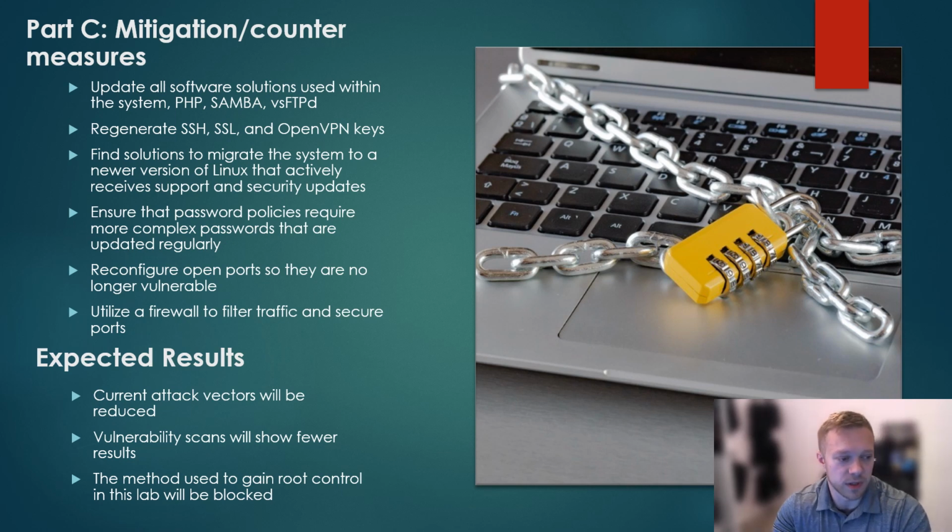Reconfigure open ports so they no longer are vulnerable. This is something that we'll talk about in a little bit. Utilize a firewall to filter traffic and secure ports. So using a firewall so that there's something standing in front of this vulnerable server would be much better. Our expected results when we do some of these mitigation countermeasures is current attack vectors will be reduced, vulnerability scans will show fewer results, and the method used to gain root access in this lab specifically, that 513 port, will be blocked.